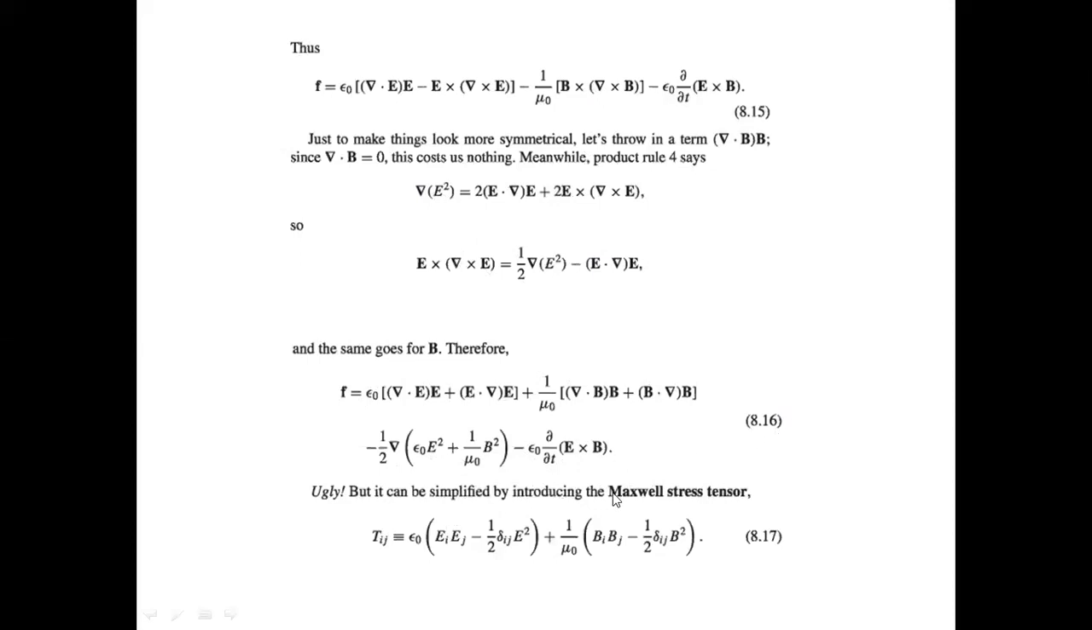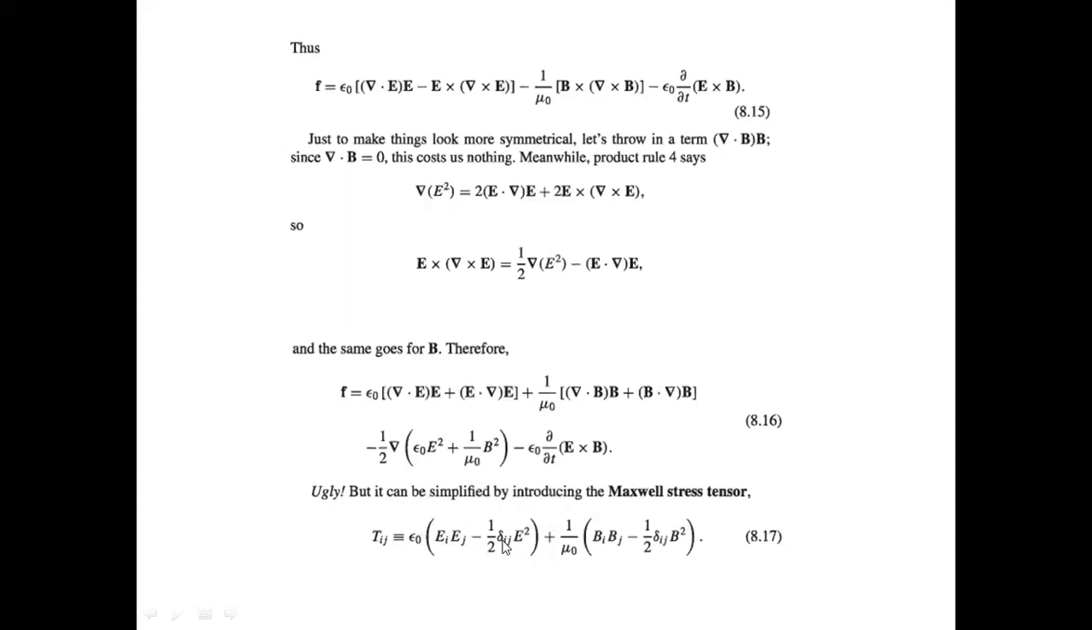in a simplified way if we introduce the Maxwell stress tensor. This is the Maxwell stress tensor. Now i and j are just indices. When i and j are equal to each other, what will happen? You know how the Kronecker delta works: when i and j are equal to each other, it becomes 1. When i and j are not equal to each other, it becomes 0.